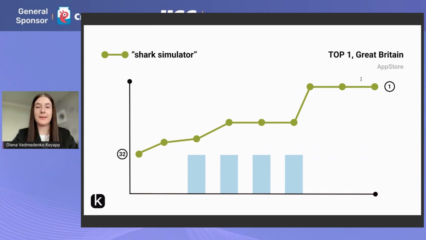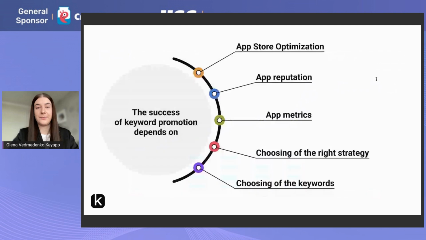And the last example, as well for App Store, is Great Britain. The search request is Shark Simulator. And here is the same short campaign, just 4 days. The starting position was 32nd. And already on the 4th day of the campaign, we managed to achieve top one for the keyword.